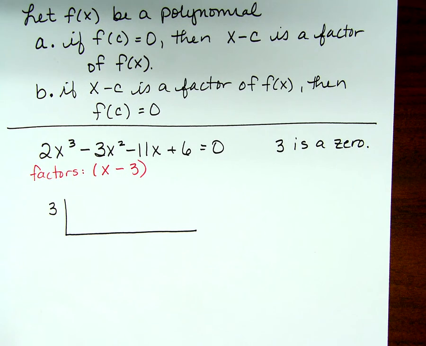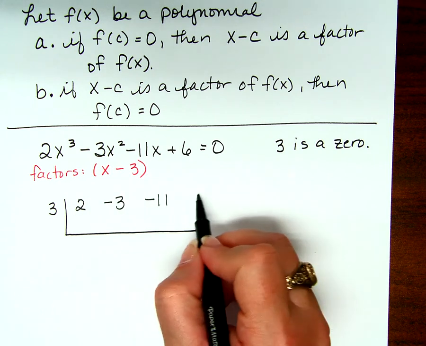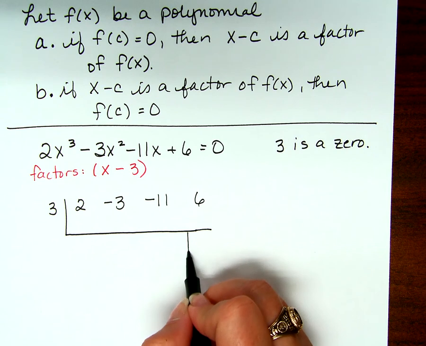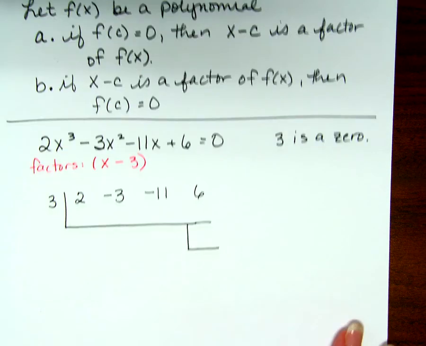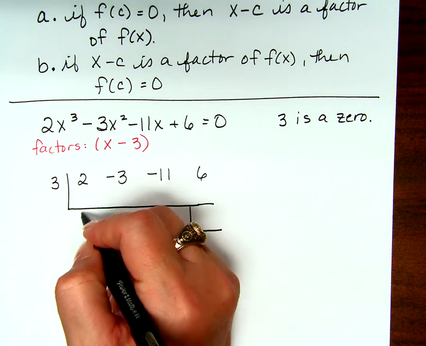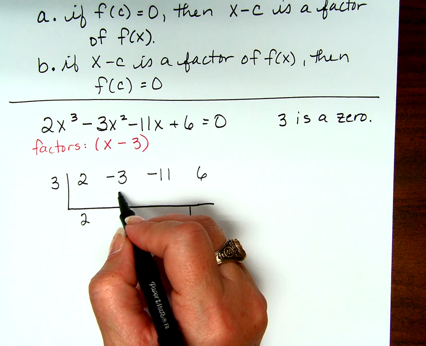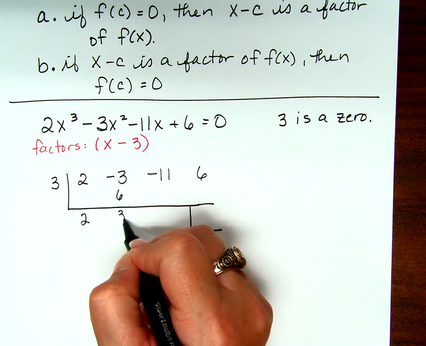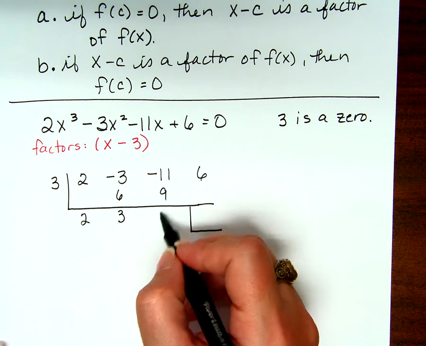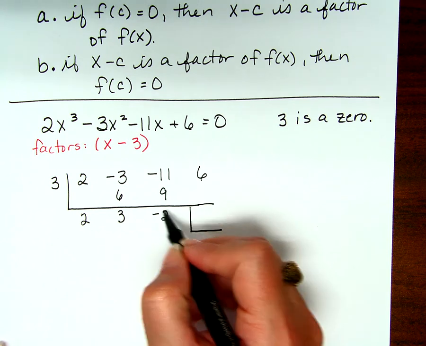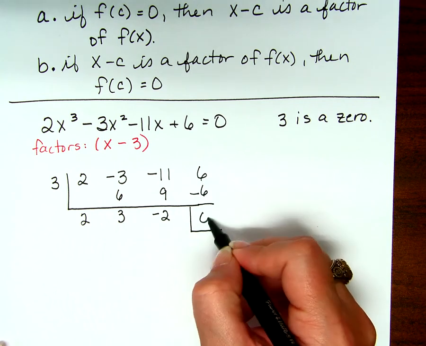Yep, set it up. 2, negative 3, negative 11, and 6. Bring down your 2. Multiply your 3 times 2 and get 6. Write it beside. Add and get 3. Multiply your 3 times 3 and get 9. Write it here. Add and get negative 2. Multiply 3 and negative 2 and get negative 6. Write it here. Add and get 0.